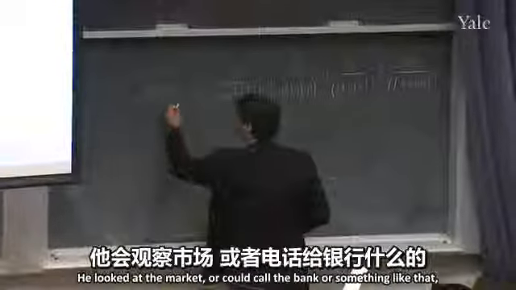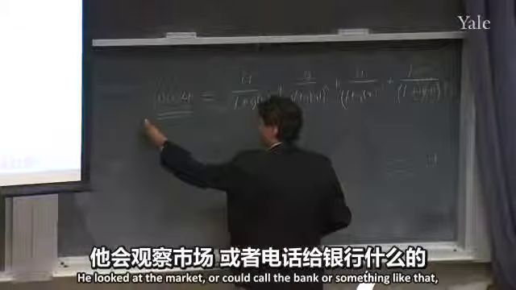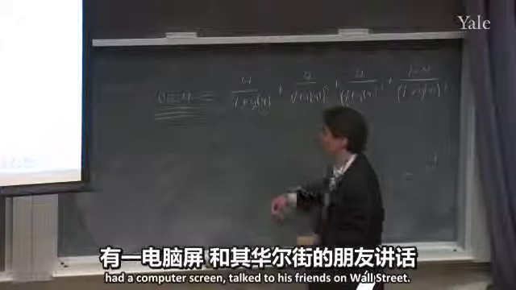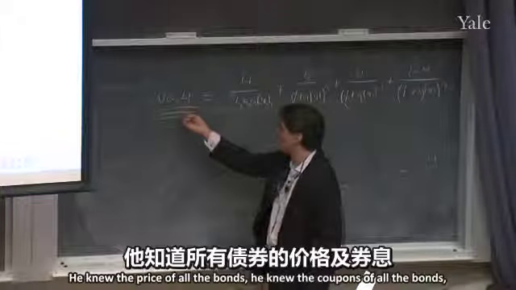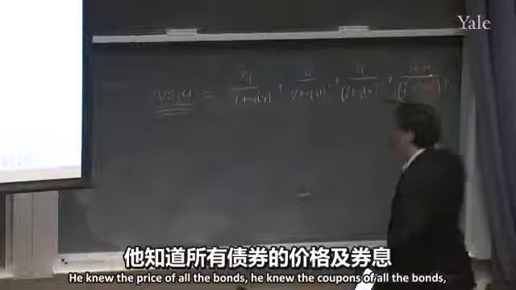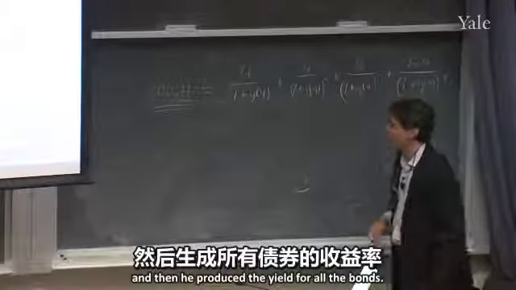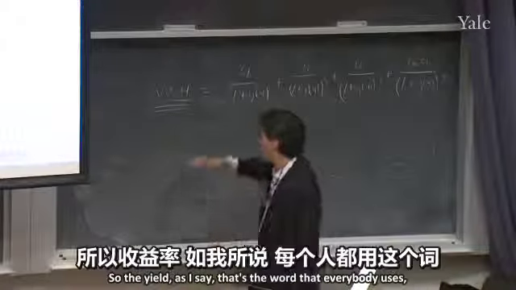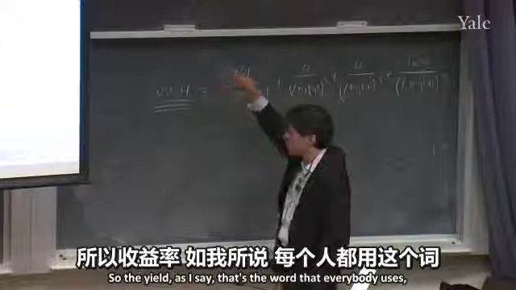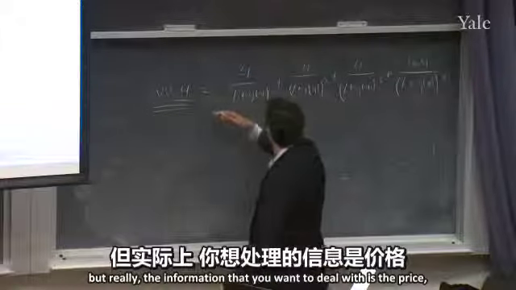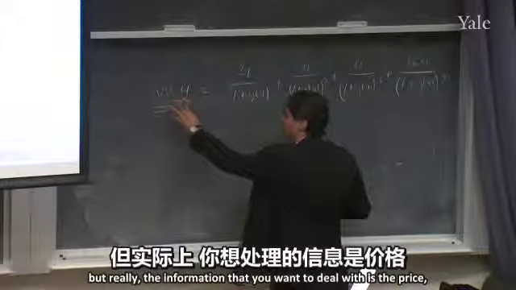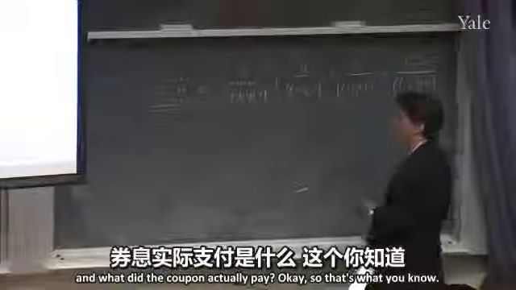He looked at the market or could call the bank or something like that, had a computer screen, you know, talked to his friends on Wall Street. He knew the price of all the bonds, he knew the coupons of all the bonds, and then he produced the yield for all the bonds. So the yield, as I say, is just the word that everybody uses, but really the information that you want to deal with is the price and what did the coupon actually pay.